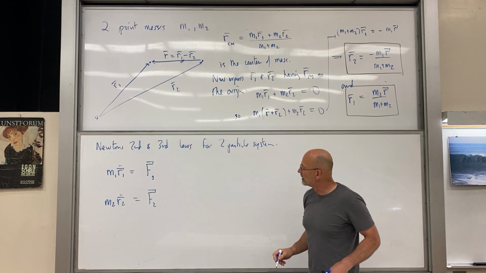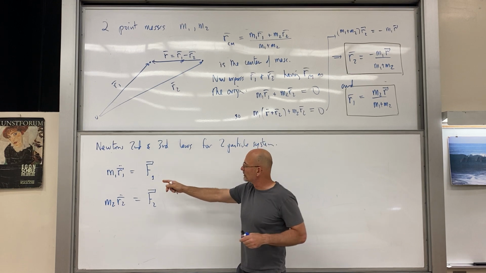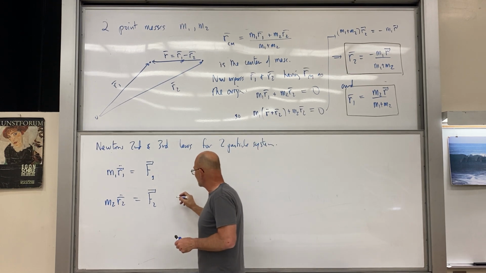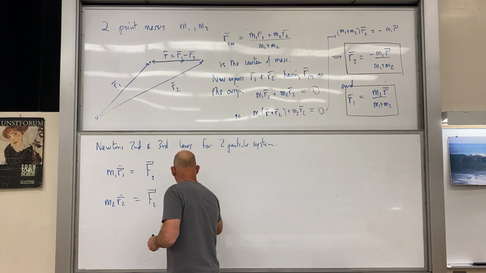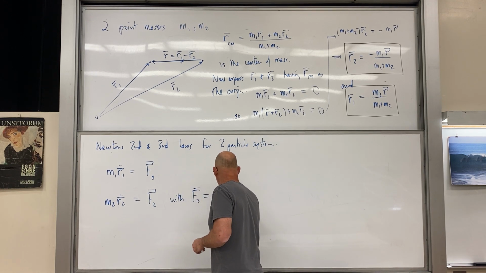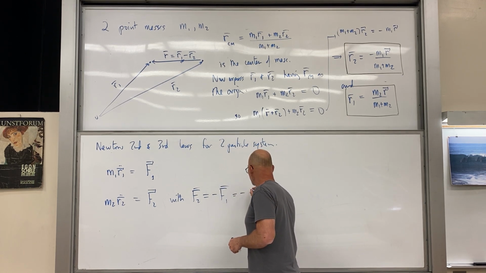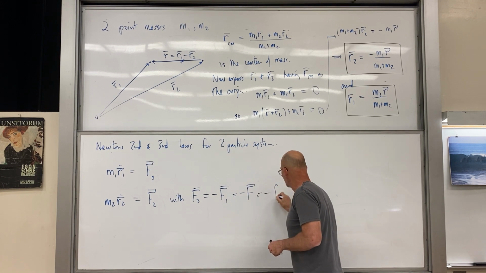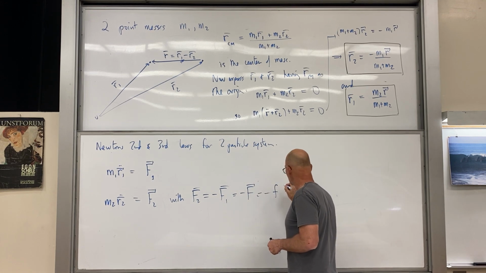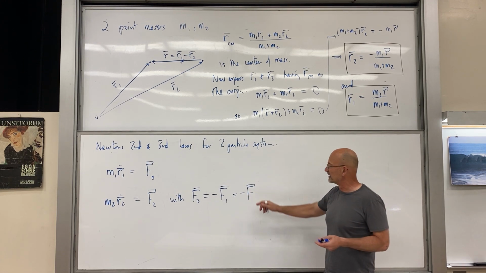But what we do know is that these two forces here, since it's the interaction between those two particles, are equal and opposite, with F2 equal to minus F1, equal to minus F. We can ditch the subscript because it's equal and opposite sign. Okay?